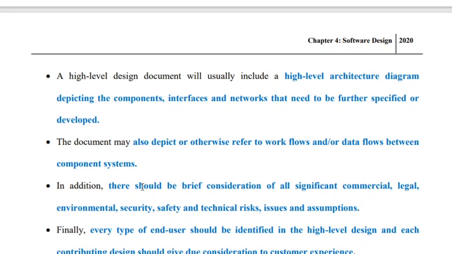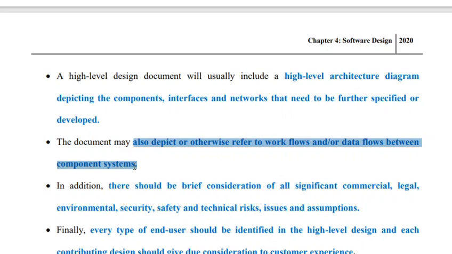Now, high-level designs are basically depicted with the help of a diagram, right? So, for example, in case of function-oriented design, we have a data flow diagram. In case of object-oriented design, we have a class diagram. In case of service-oriented design, we have a service diagram. So every high-level design has to be expressed in terms of a diagram, okay, which highlights the various components, the interfaces, and a network that needs to be established.